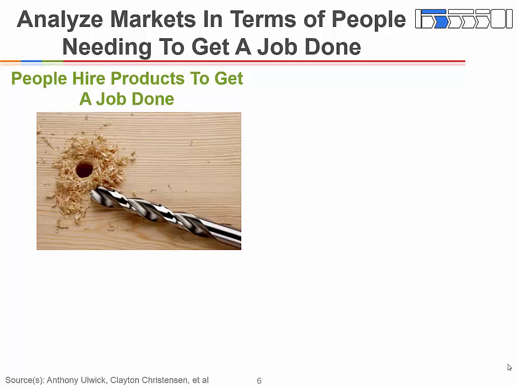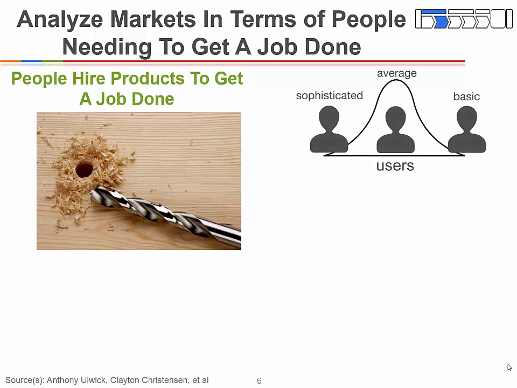And in this example, I've got a picture with the hole and the drill bit. When people go to buy drill bits, they don't really care that it's a drill bit that they're buying. What they're buying is the ability to make a hole somewhere. And so that's, in essence, the job to be done, the hole that needs to be created. And it's important when you think through jobs to be done that you look at the entire spectrum of the market. In other words, how do these people who need holes drilled line up?